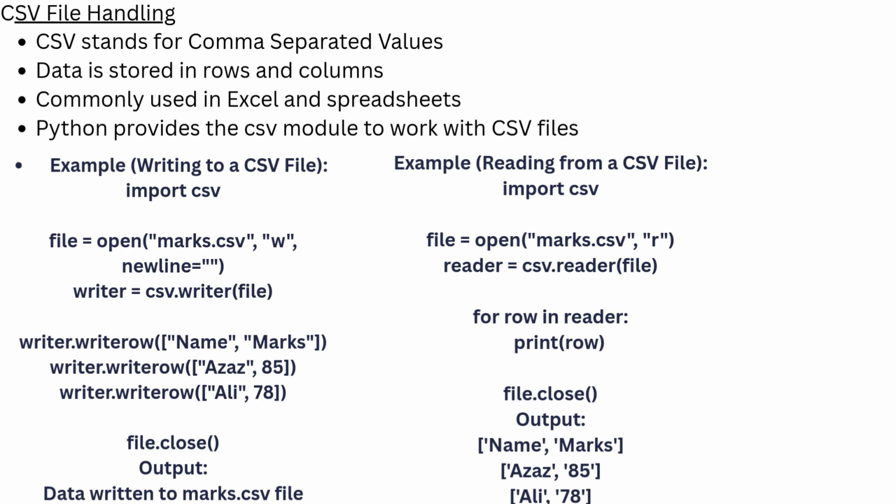CSV files are used to store data in tabular form, that is, rows and columns. CSV stands for comma-separated values, and these files are commonly opened in Excel. Python provides a built-in CSV module to work with CSV files easily. In the first example, we open a CSV file in write mode and store student marks row by row. In the second example, we open the same file in read mode and display its contents. CSV file handling is very useful when working with large datasets such as student records, results, and reports.